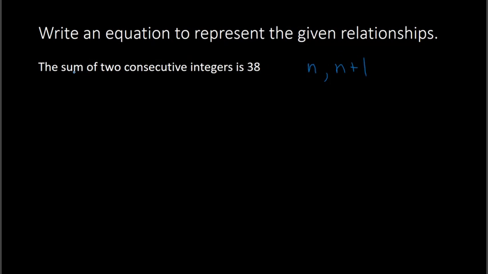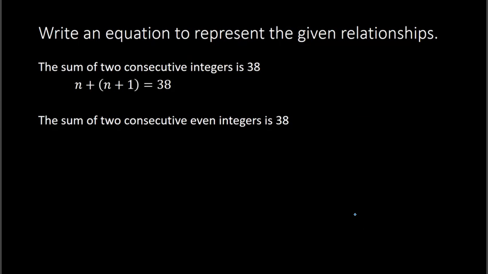So it says here, the sum of those numbers. So sum means addition. So we're going to add the n with the n plus 1. And we're told that the sum is, which means equals, and it equals 38. So my equation would be n plus n plus 1 equals 38.